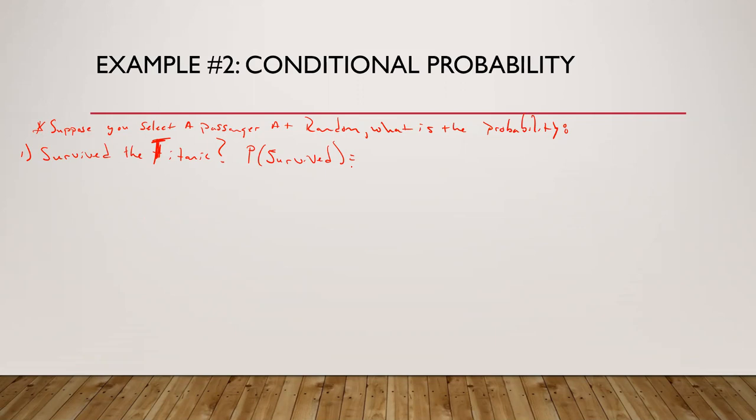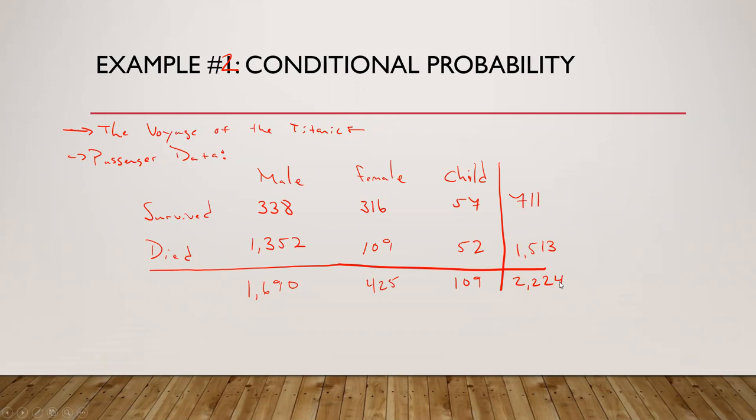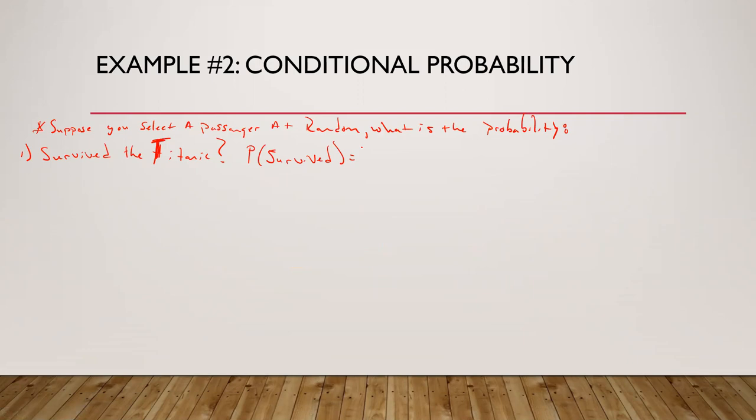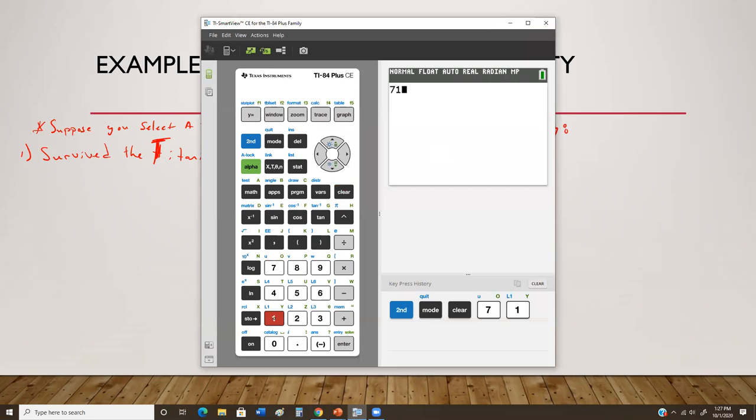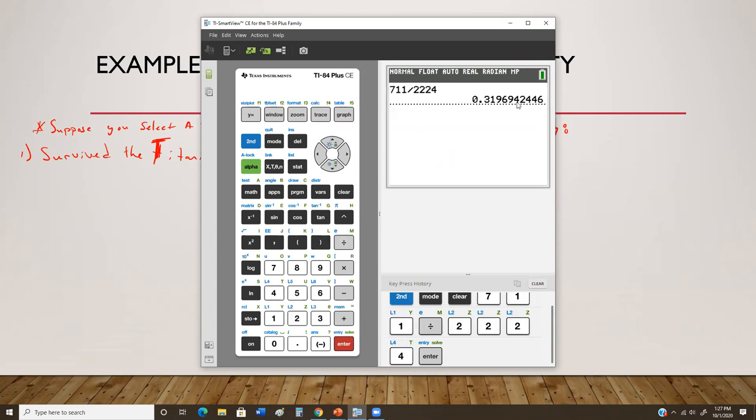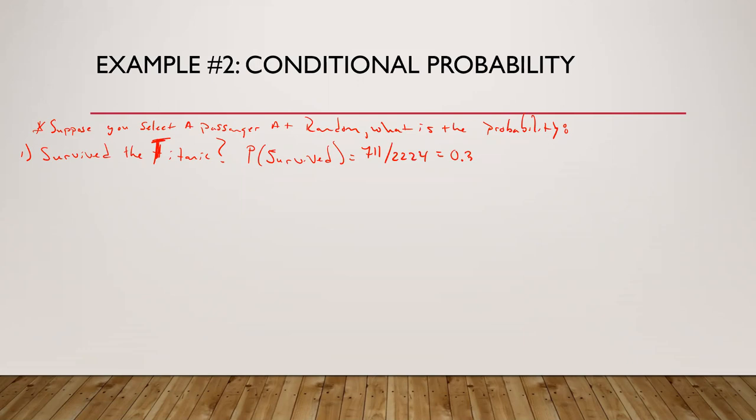Thank you in the chat. I appreciate that. So what you're going to do is look at how many people survived the Titanic: 711. And then you're going to divide it by the total number of people on the Titanic. Okay? So it's just 711 divided by 2224. So if you grab your trusty calculator, I'll round this to two decimal places. It looks like the probability is 0.32. Another way to interpret this is that 32% of people survive.